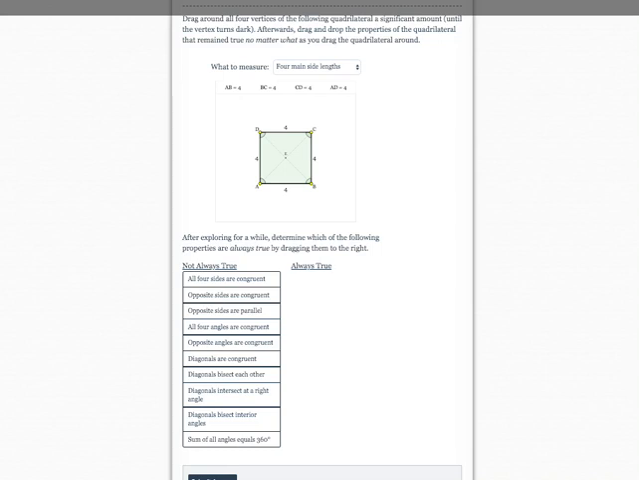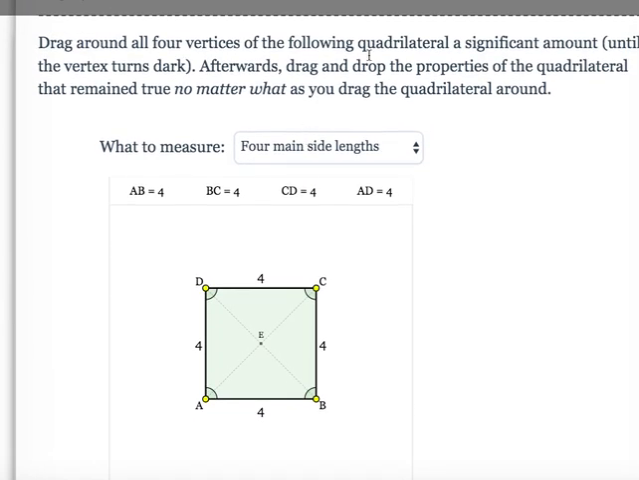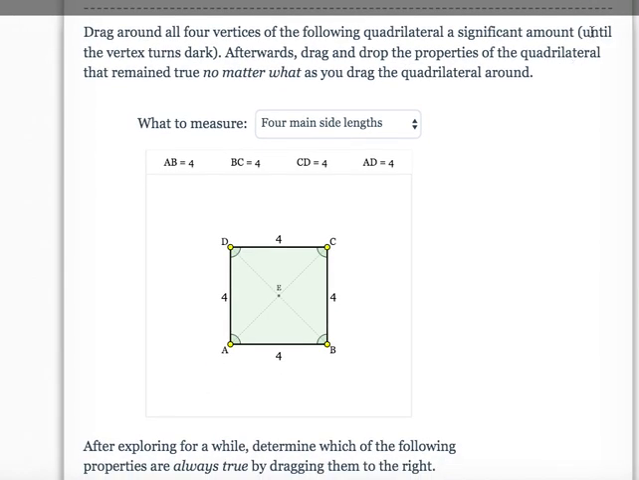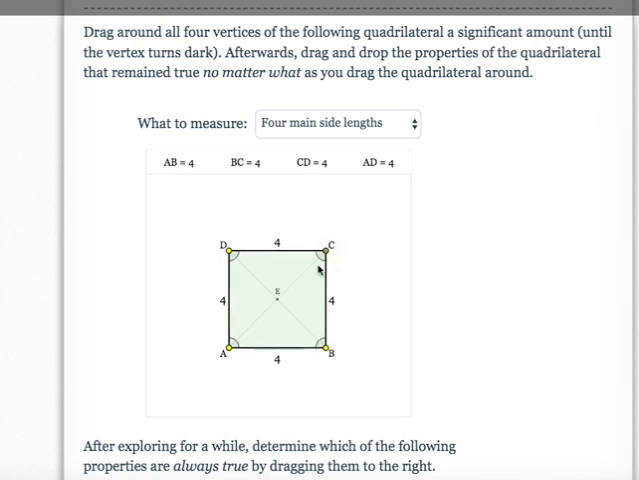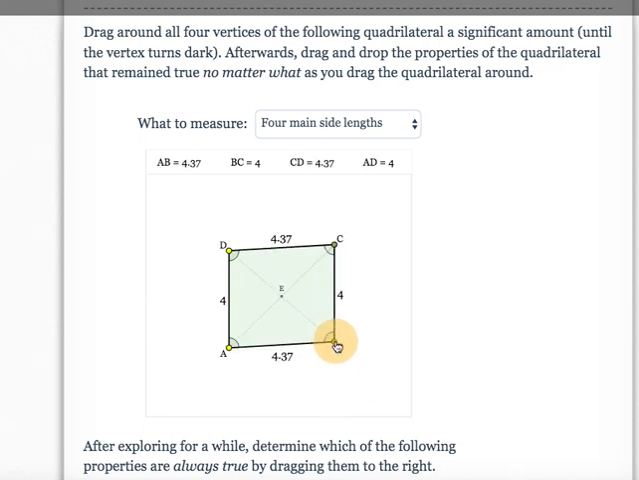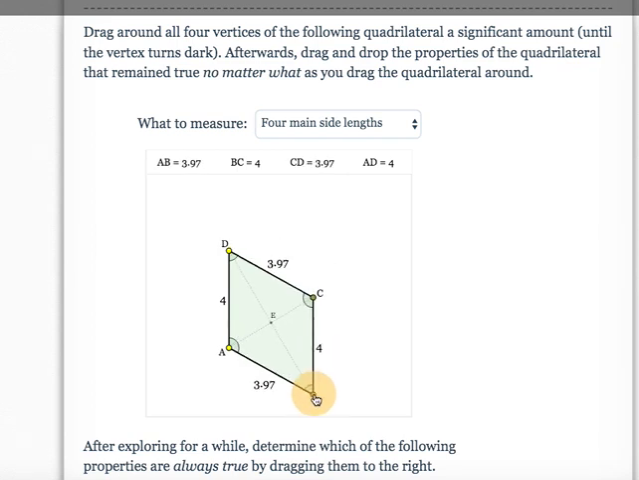So here on Delta Math, they ask us to drag all four vertices of the following quadrilateral a significant amount until the vertex turns dark. So let me do that. First, depending on the device you have, it might be a little bit weird moving this around, but just grab a hold of it. And we're going to move it around. I moved it until the C and the B got dark.